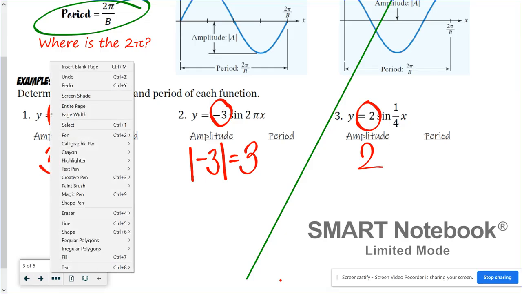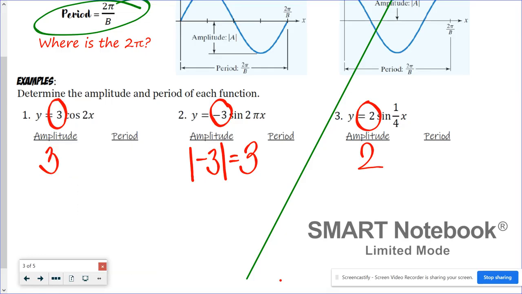To get the period of these functions, I need to go 2 pi divided by b.